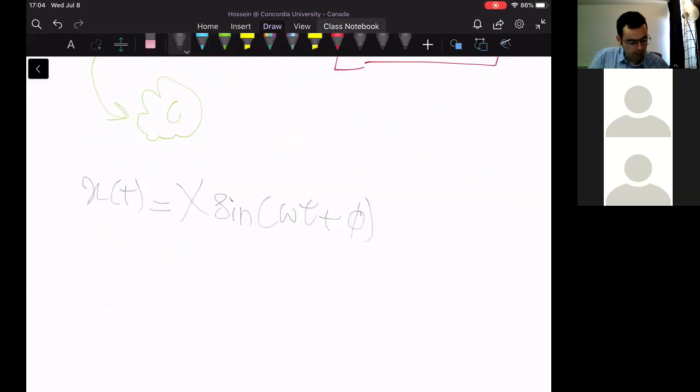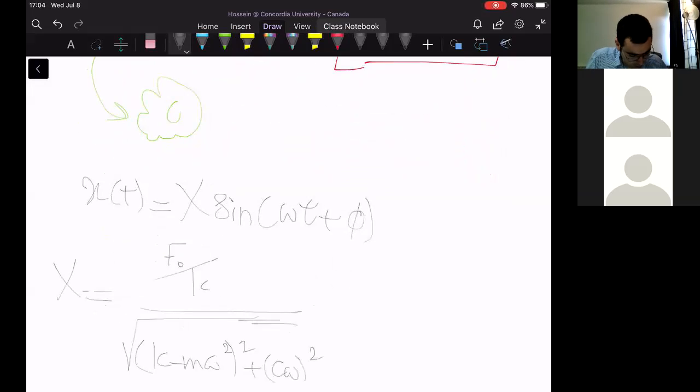Capital X is our amplitude. Amplitude can be obtained by F naught over the square root of (K minus M omega squared) squared plus (C omega) squared, or it can be written as F naught over K times the square root of (1 minus r squared) squared plus (2 zeta r) squared.